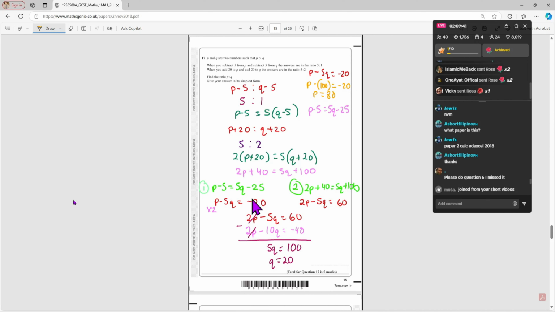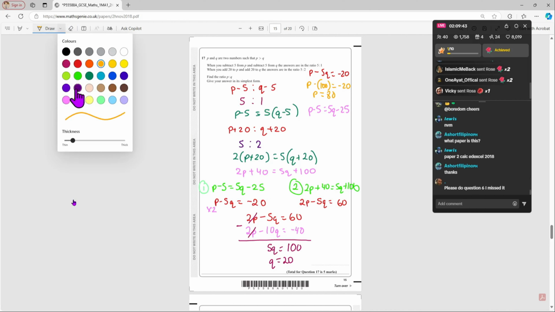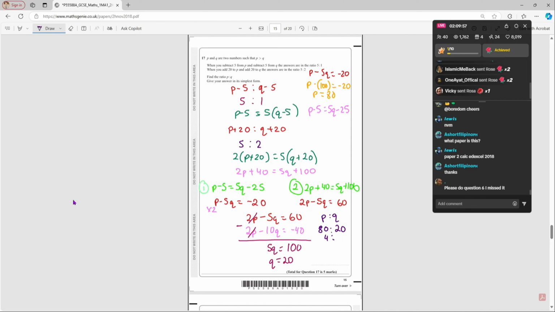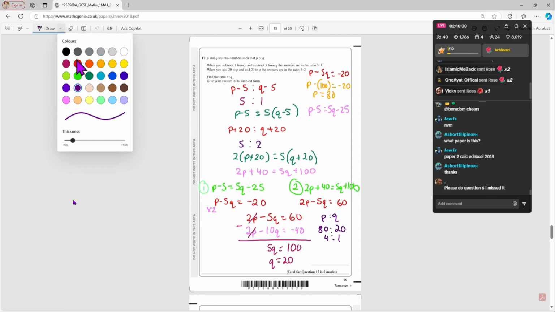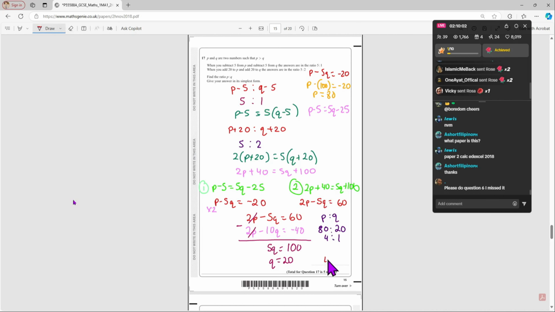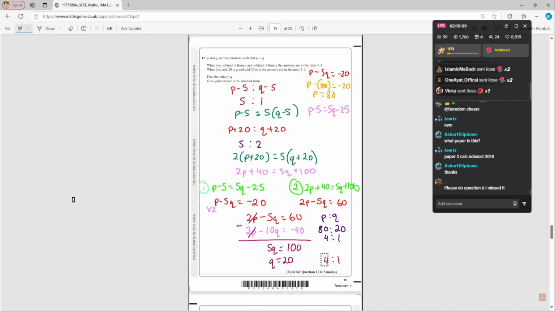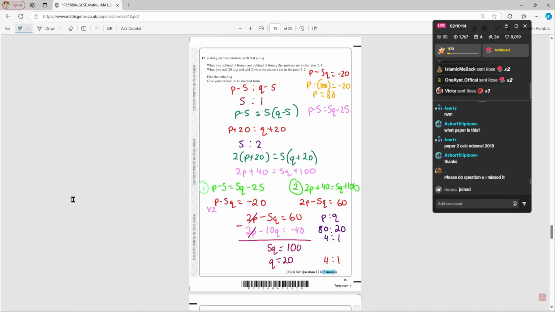Then if you write it as a ratio, we have P to Q. Ratio P to Q is going to be 80 to 20. And when you simplify it, you divide by 20 from both sides. You get 4 to 1. And that will be your finally simplified ratio. Answer will be 4 to 1. And this question is worth 5 marks in total. 5-mark question completed.